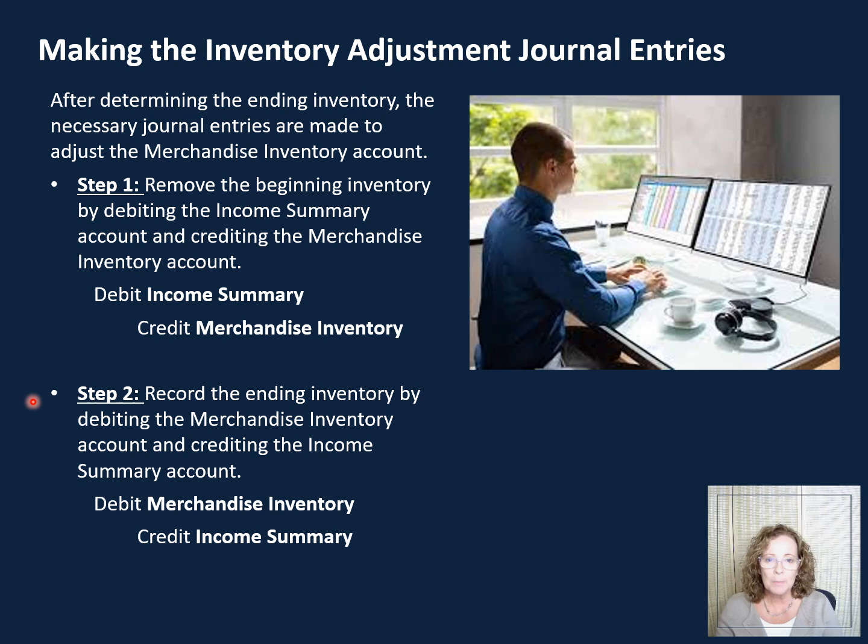As part of step 2, we bring in the ending inventory to update the account with what you actually have. We debit merchandise inventory and credit income summary. It's like hitting refresh to make sure your records are current and accurate. In the end, these adjustments ensure that your books match the real world. Let's look at 2 examples.